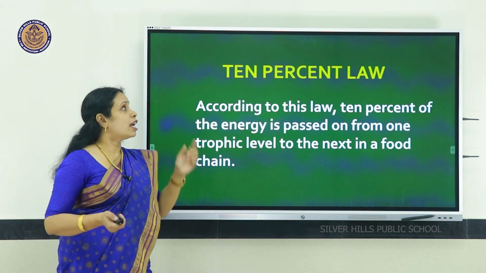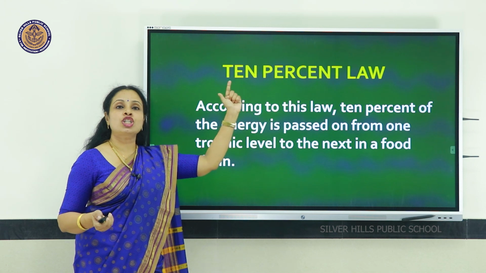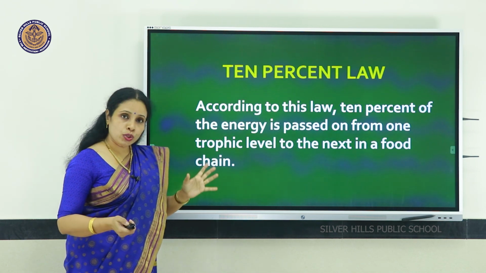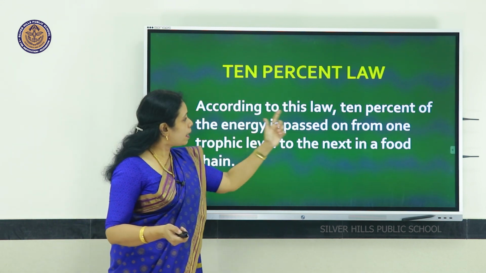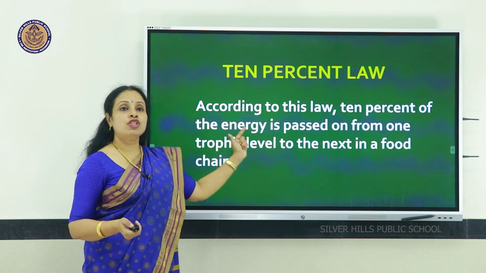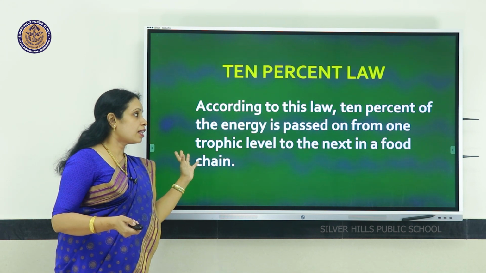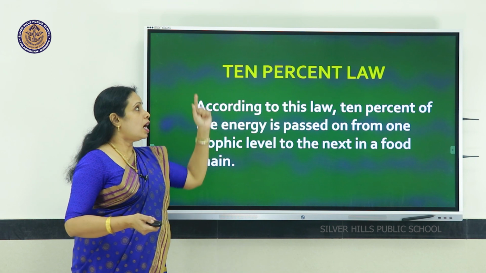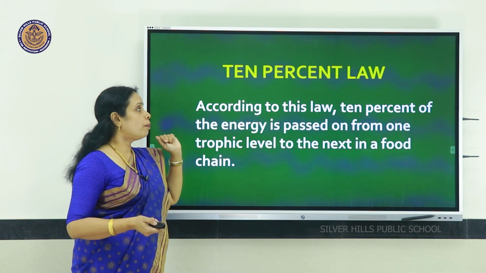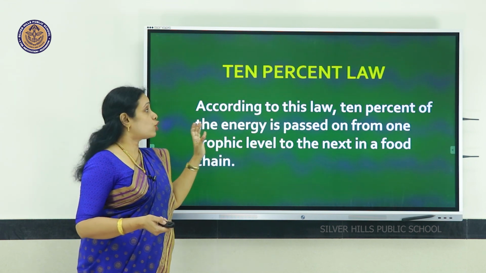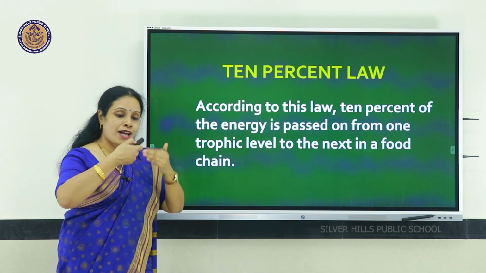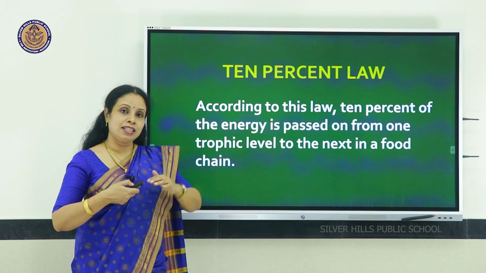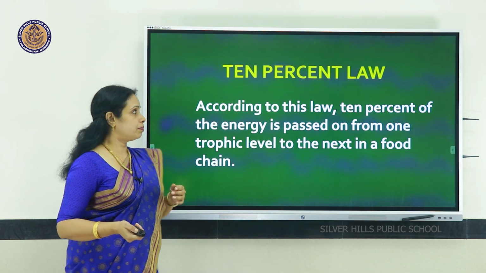So let us see, why is the energy pyramid always upright? It is because it follows the 10% law. According to this law, only 10% of the energy is passed on from one trophic level to the next in a food chain. According to the 10% law, only 10% of the available energy is passed on from one trophic level to the next when it is being eaten by the next level.